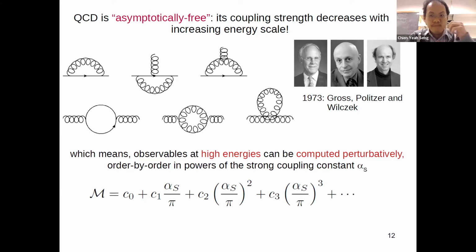Namely, the strong coupling constant alpha S becomes smaller and smaller at higher and higher Q squared. So in that region, we can perform a perturbative expansion of the amplitude in powers of the strong coupling constant. And in that case, we can compute observables perturbatively using elementary Feynman rules, as you have learned in the standard QFT lecture.